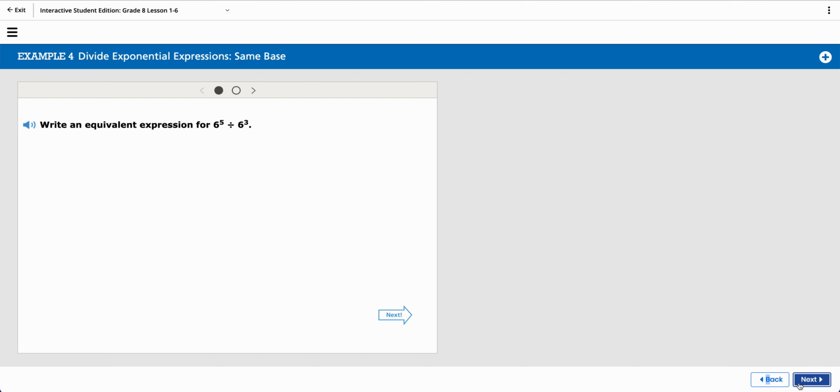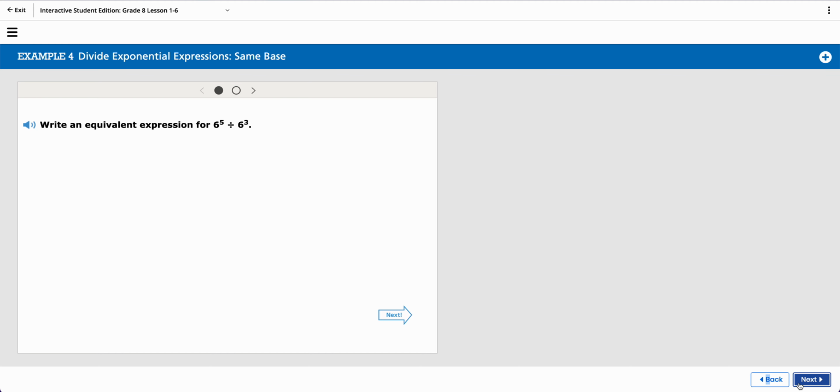So, think of it this way. If you had 6 to the 5th divided by 6 to the 3rd, 6 to the 5th is 6 times 6 times 6 times 6 times 6, yes? And we can do division, make it look like a fraction. So it's 6 times 6 times 6. And anything on the top of the fraction can cancel anything on the bottom of the fraction. So what am I left with? 6 squared.